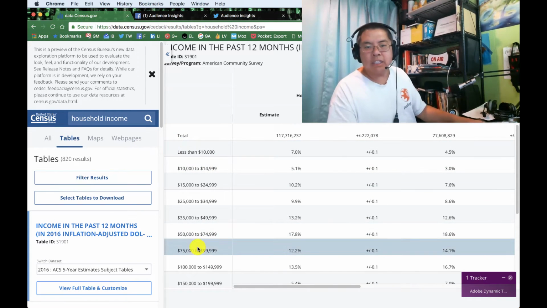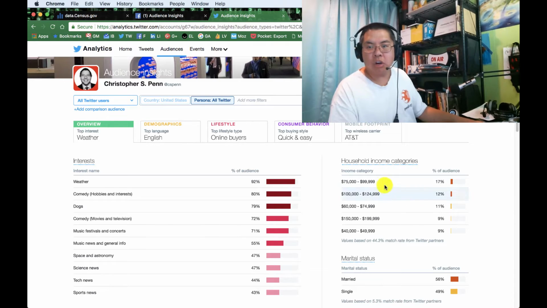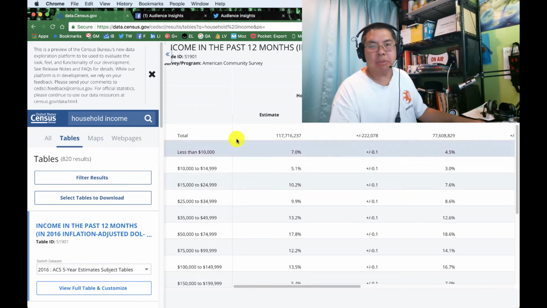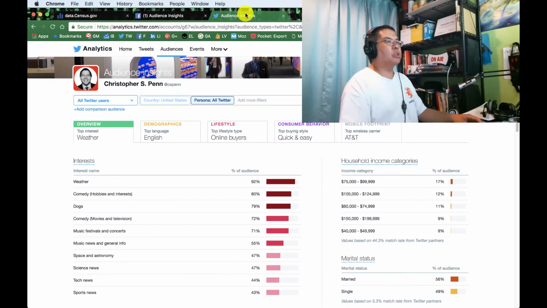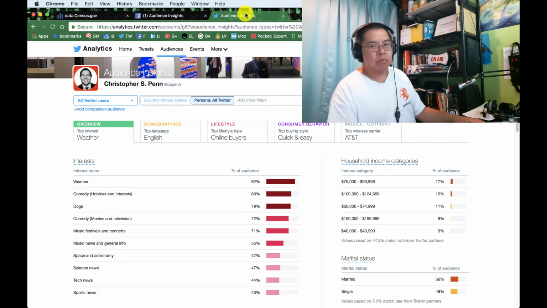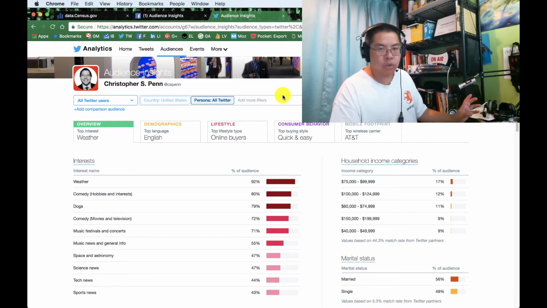And now we see 75 to 999 is 12.2% of the United States population. So Twitter's audience here is skewing significantly higher in terms of household income than the general population, which means that if we're making decisions using Twitter data, we might need to take that into account. Is there a substantial difference between who is on Twitter and the overall U.S. population? It may not accurately reflect everybody in the United States.